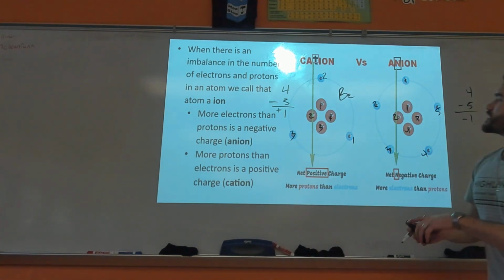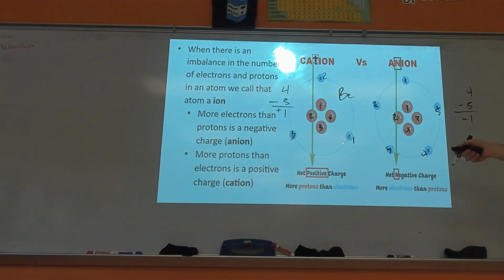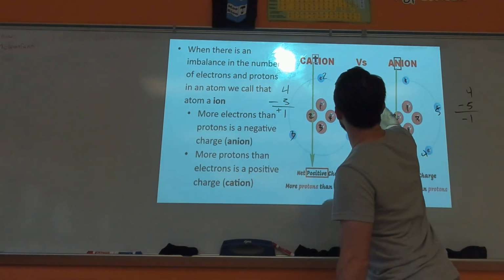Be. So if you wanted to write the symbol for this atom here, you would write Be, and then the charge, if there is one, goes in the top right-hand corner. So we said the charge was +1, so you would write +1.